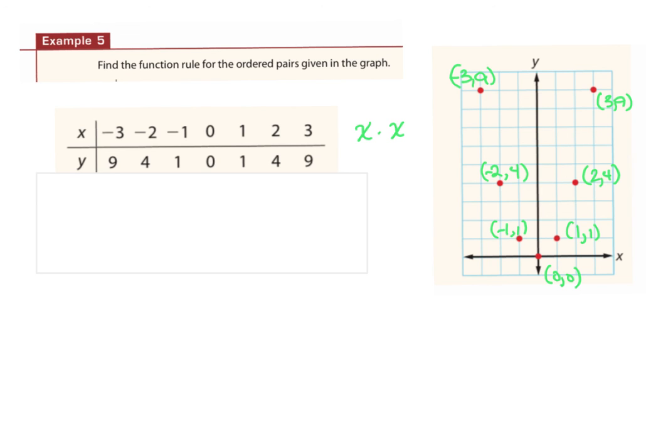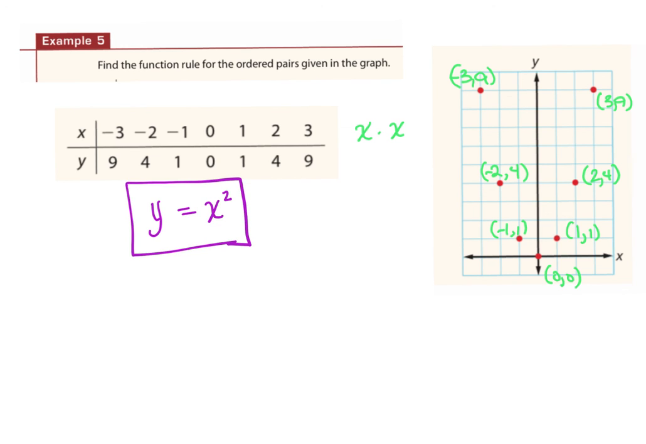There's another way to write that. How would I write x times x? X squared, which is what my function actually is. So in order to get y, I have to take x and square it. I can check it. Does that work for every single y that they gave me? Yes. If I plug in a 3, I get 9. If I plug in a -2, I get 4. It works for every single x. So I know that this is my function rule.